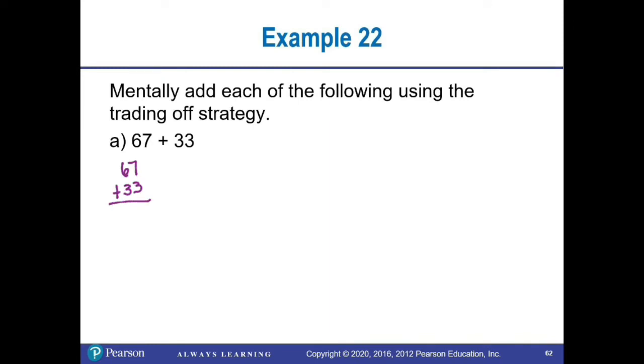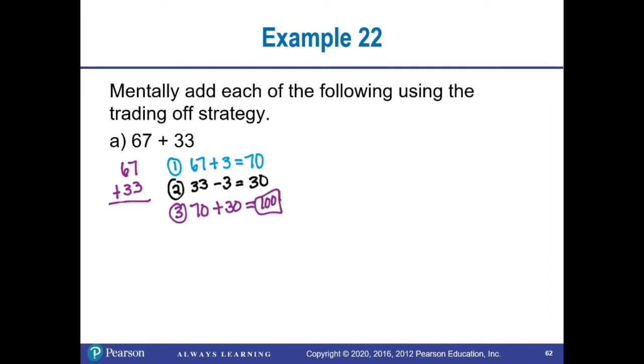Here we have 67 plus 33. Well, I'm going to start thinking about this first number. This first number is 3 away from a multiple of 10. So 67 plus 3 is 70, a multiple of 10. Now, if I add 3 to the first number, I've changed the problem. So to balance it out, I take away 3 from the second number. 70 plus 30, for many children, is easier to add than 67 plus 33. 70 plus 30 is 100.